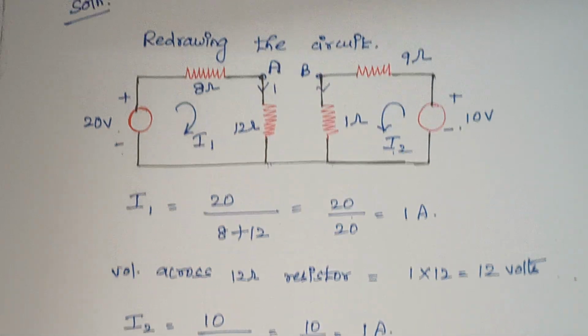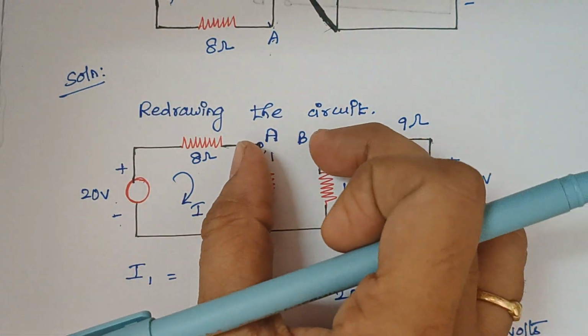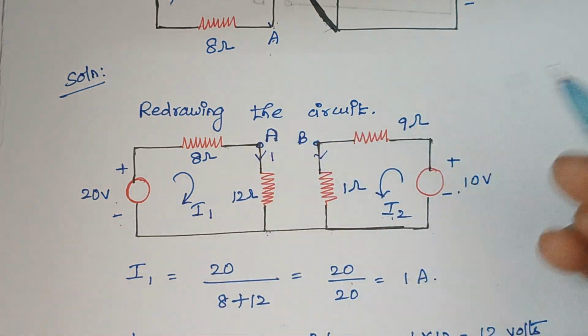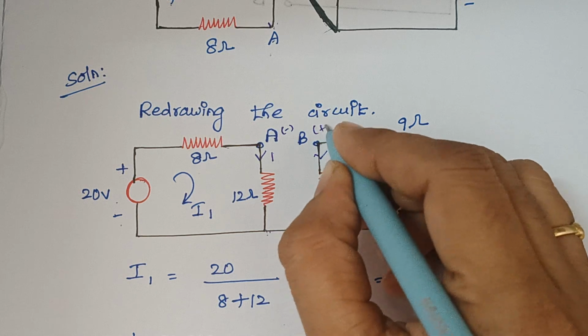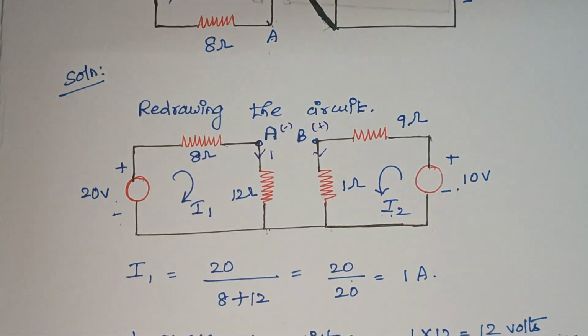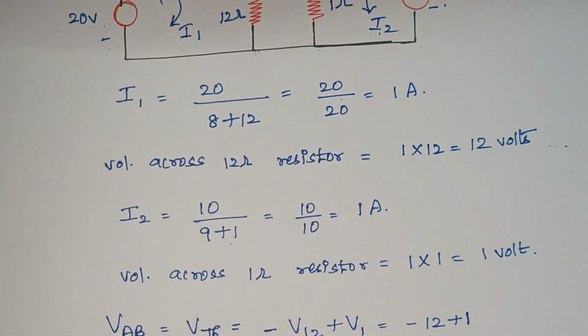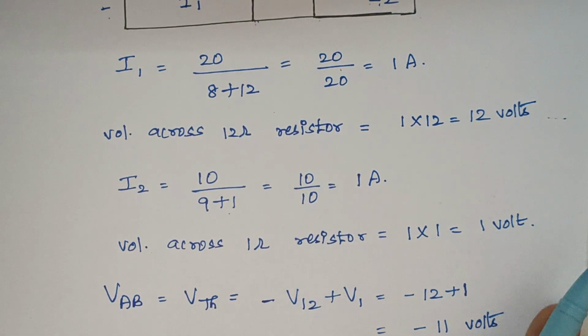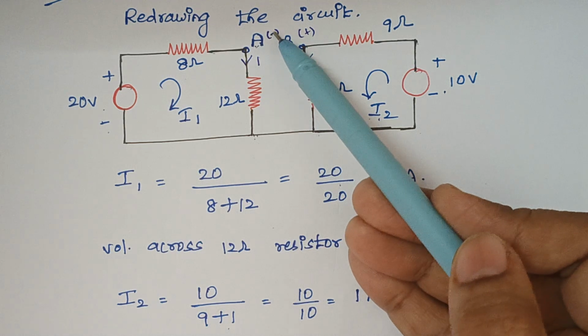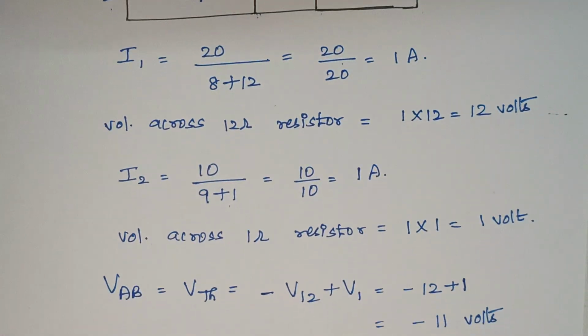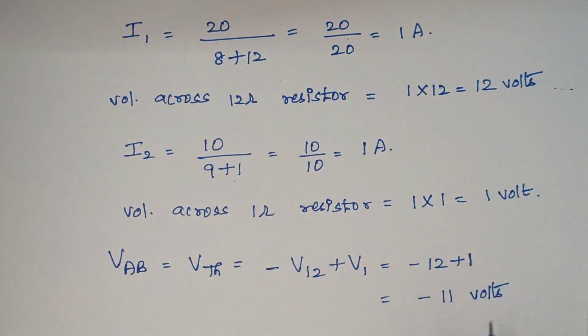Here we need the voltage across these two terminals A and B. Initially A is assumed with a negative sign and B with a positive sign. Therefore, here we are writing the voltage across the 12 ohm, because this 12 ohm is connected with A and A is assumed to have negative potential. Therefore, minus of V12 plus V1. When you substitute the values here, the final answer is minus 11 volts.